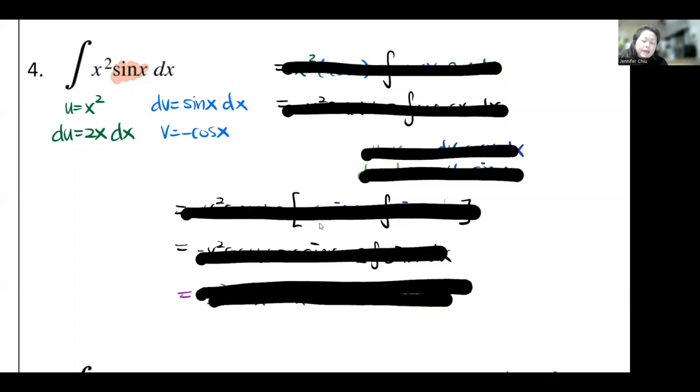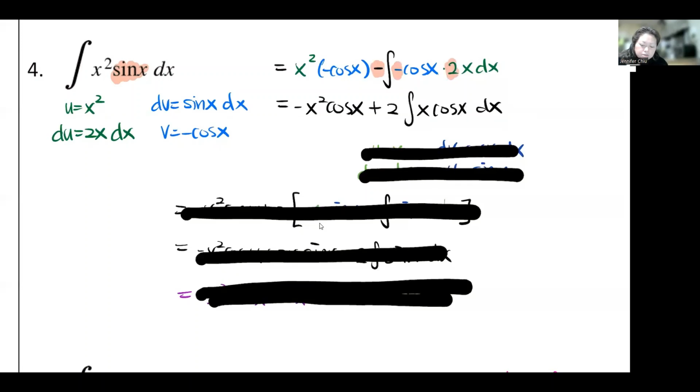Pairing that up in my integration by parts, uv minus integral of v du, right? I'm going to clean up the minuses here, and the 2, I'm going to take it outside. So my new integral looks something like this: negative x squared cosine x plus 2 times the integral of x cosine x dx. Once again, inside my integral you have x times cosine x. It's not a clean integral that I can work with. Therefore, you have to do integration by parts one more time.